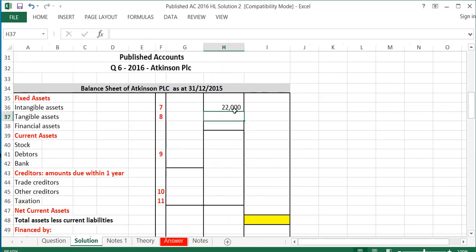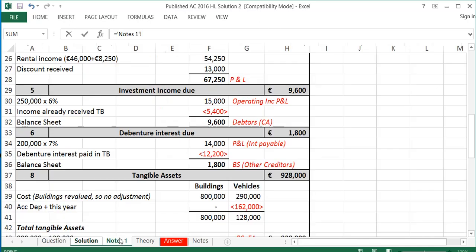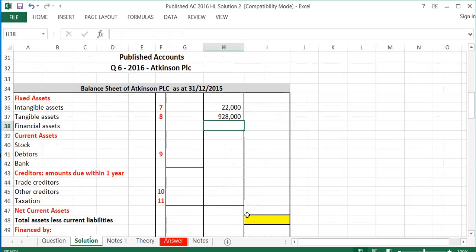So to fill this into the accounts, my tangible assets are going to be 200,000 plus the 128,000, which leaves me with 928,000. And my financial assets are just my investments. I can see from the third line of the trial balance, investments are 250,000. So they go in there, there's no workings needed for that, it's directly from the trial balance. So in total, they come to 1.2 million. And I will actually total those over here on the right hand side.